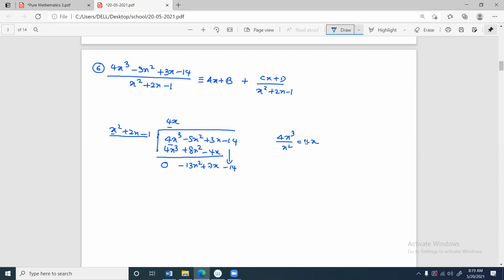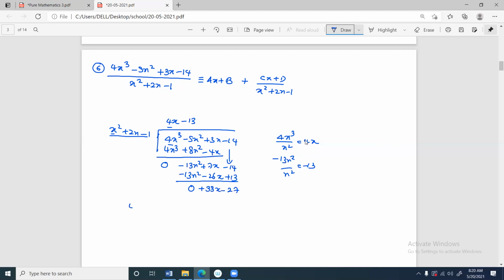Then see the first term with the first term: how many x squared terms are there for minus 13x squared? It's minus 13. Minus 13 into x squared is minus 13x squared. Minus 13 into 2 is minus 26x. Minus 13 into minus 1 is plus 13. Then subtract this, it's 0. 7 minus minus 26 is plus 33x. Minus 14 minus 13 is minus 27.